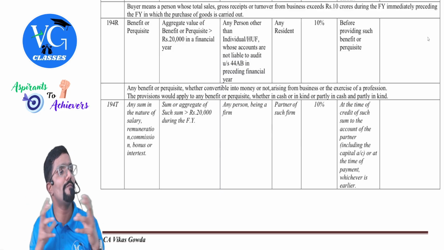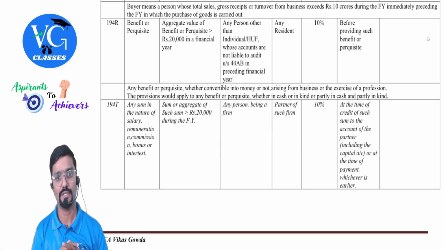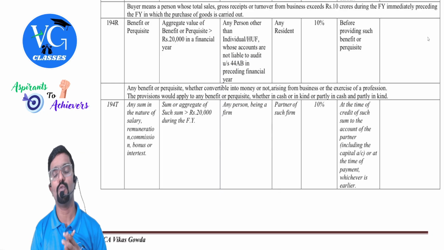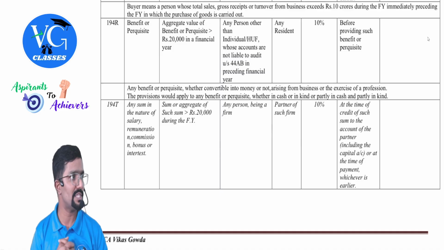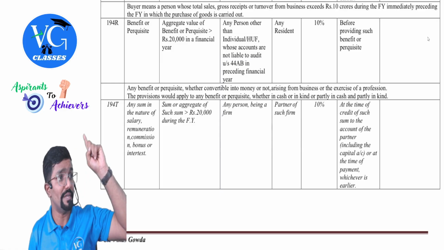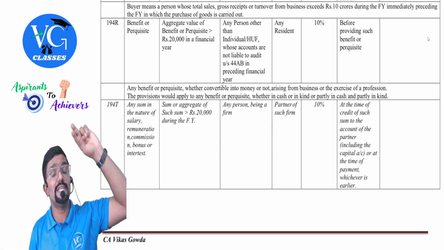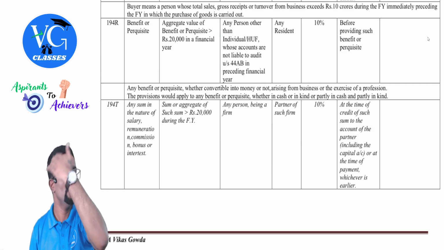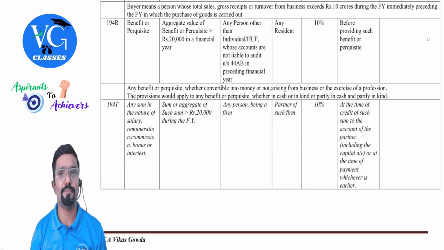If that value of the benefit is more than 20,000. Who is the payer? Any person other than individual or HUF who is not subject to tax audit last year. Who is the payee? Any resident, but they should not be the employee. If they're an employee, obviously the TDS would be deducted under section 192. What is the rate of TDS, sir? 10%. And when does TDS have to be deducted? Before providing such benefit or perquisite.